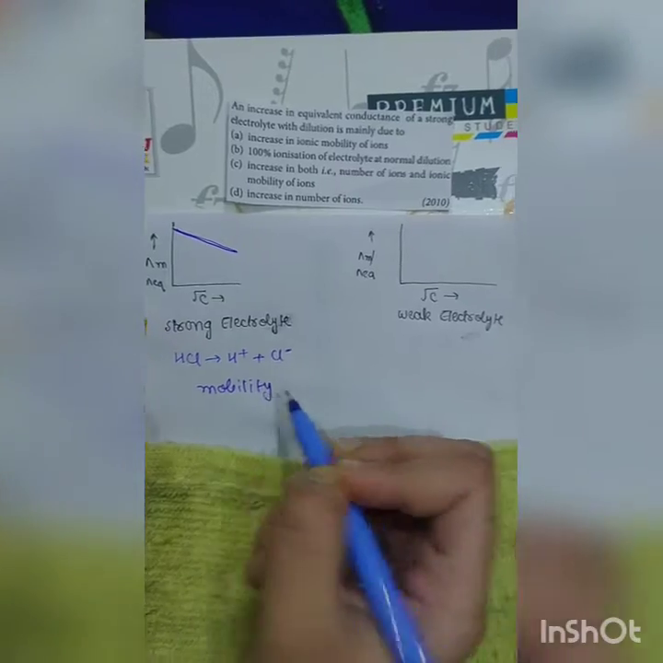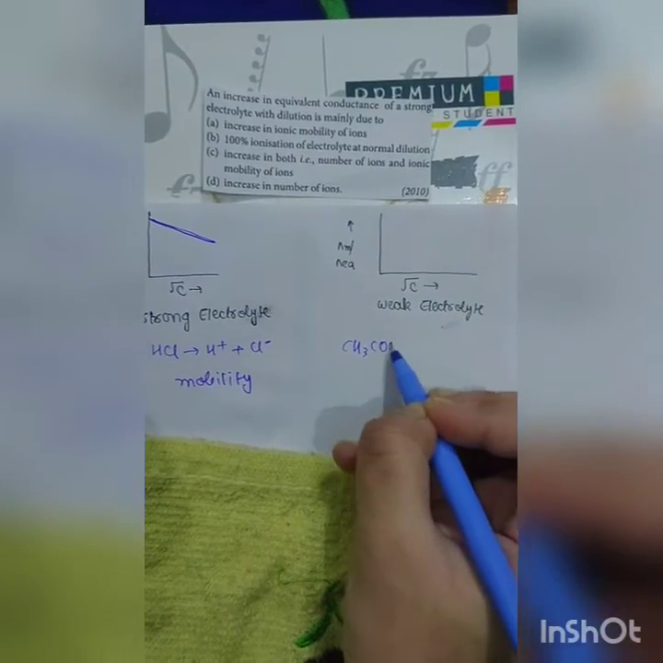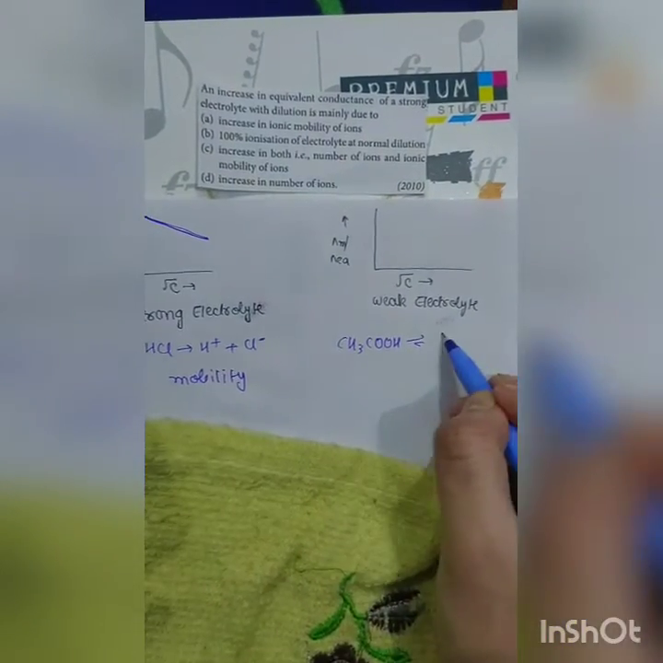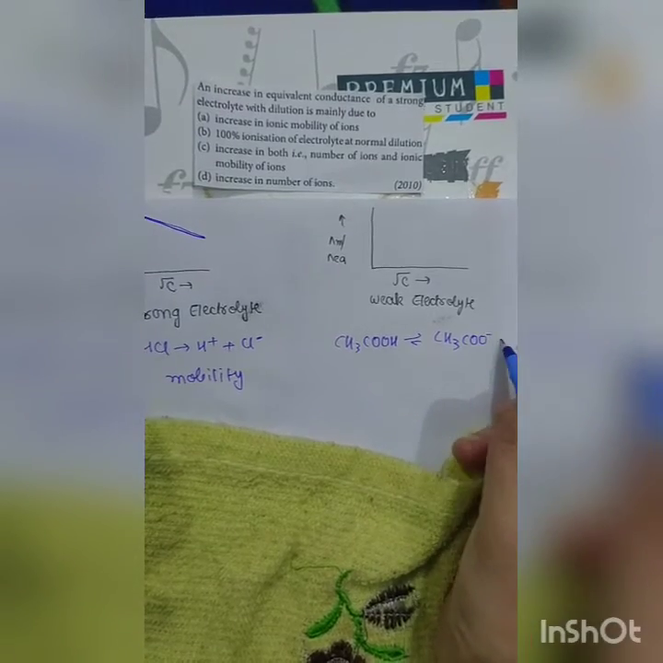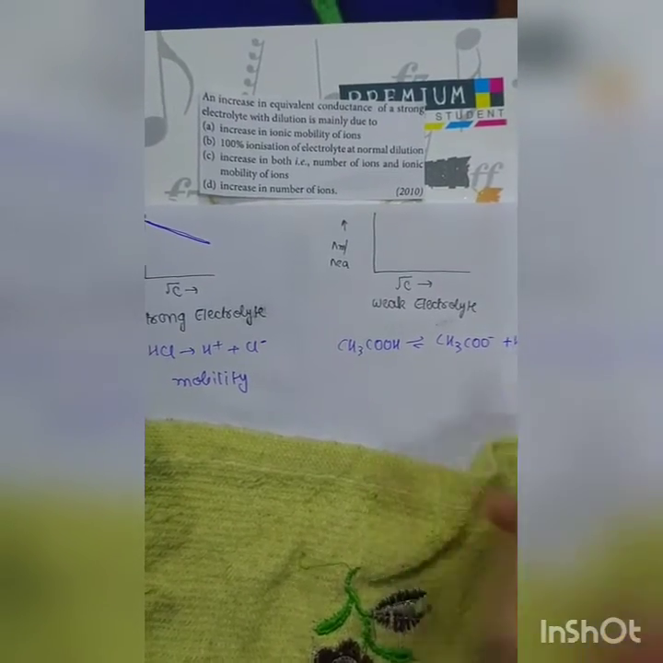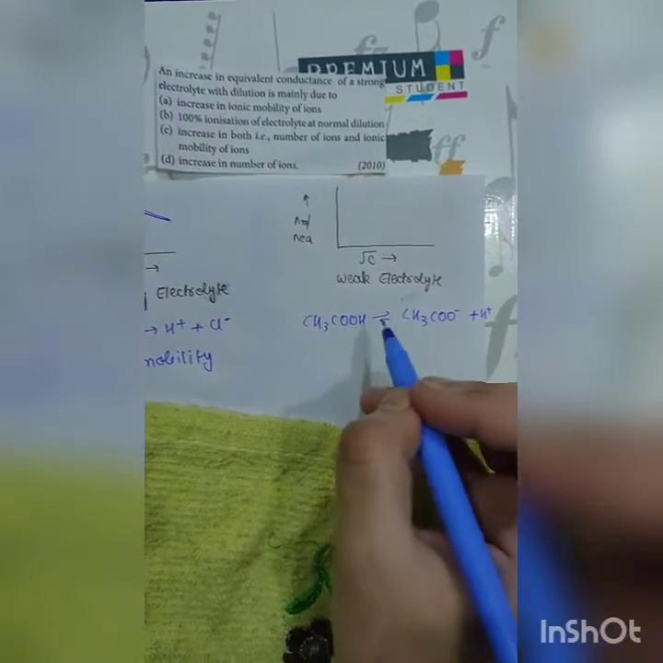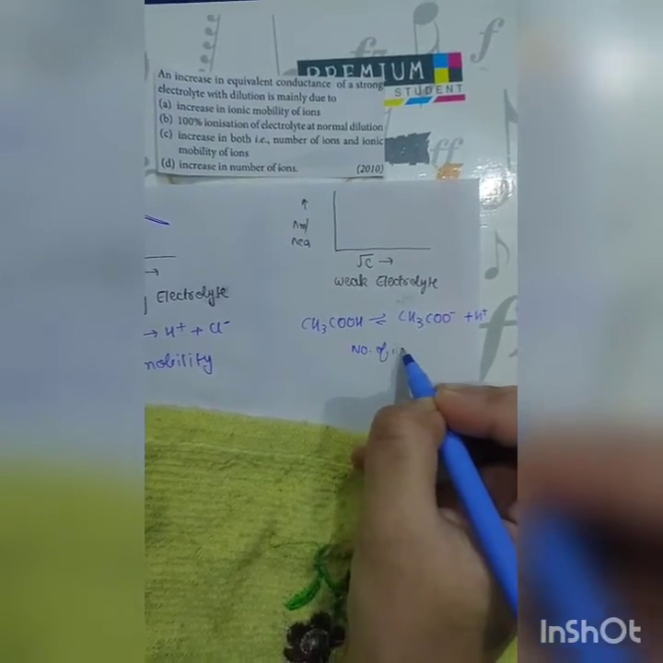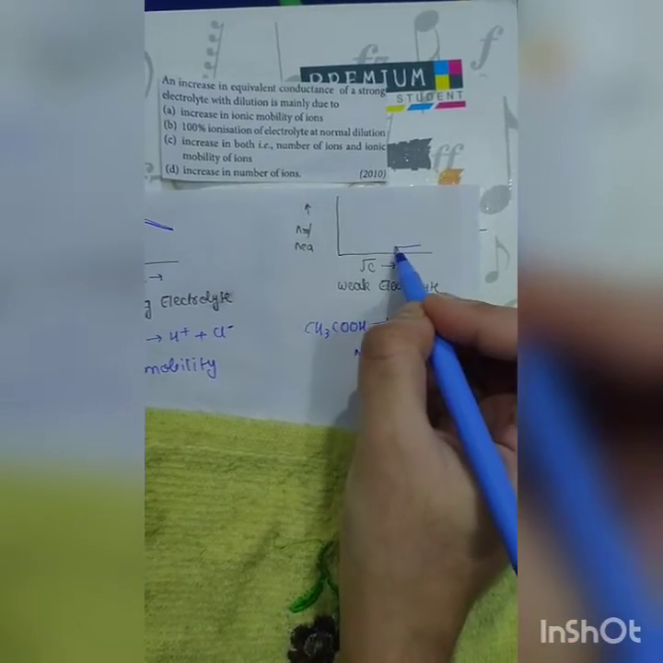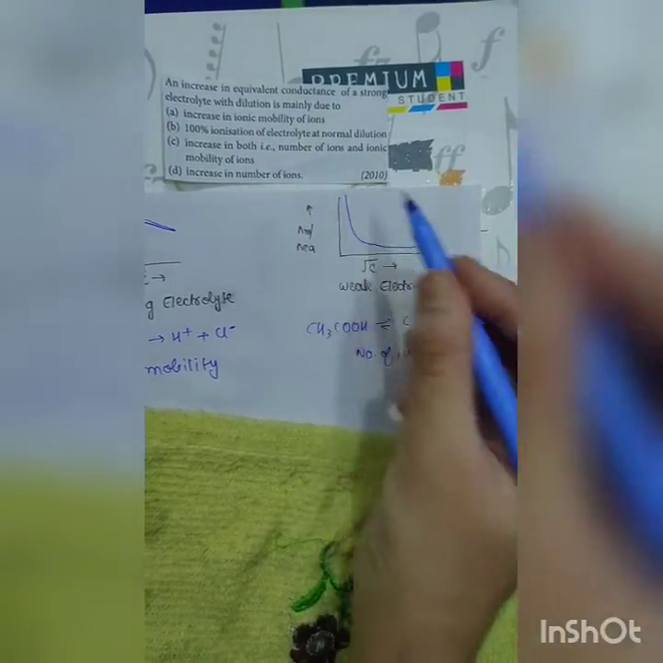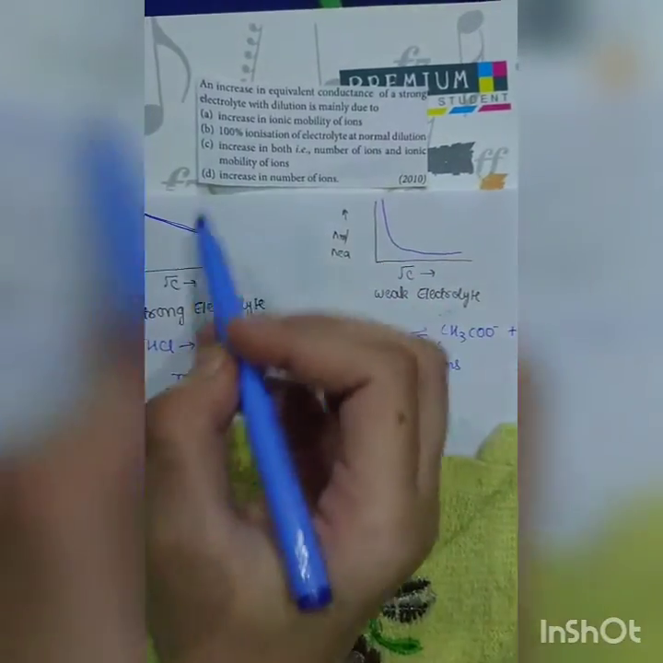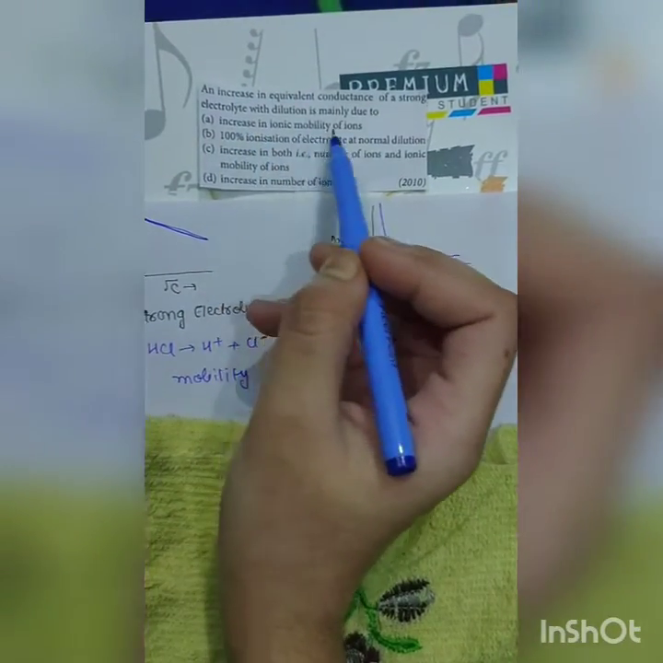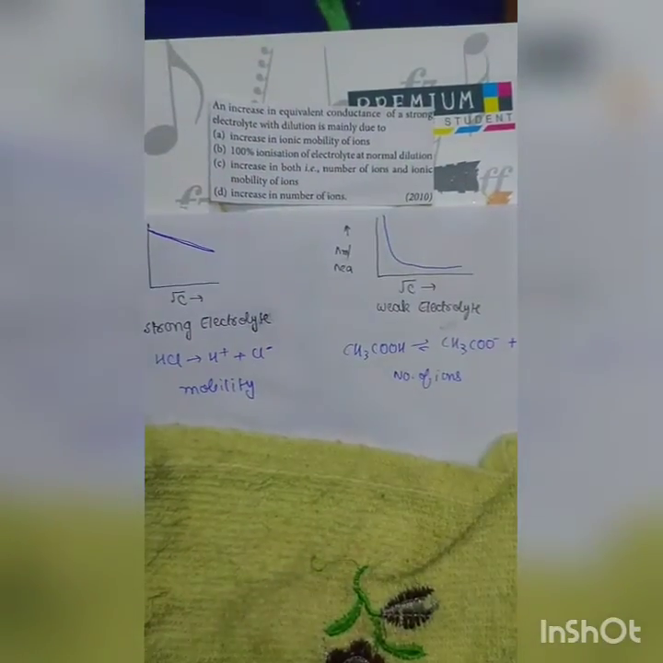Whereas in case of weak electrolyte, they dissociate less than 5%. For example, acetic acid dissociate to give acetate ion and H positive ion. So here what happens? Ions increases. As we are adding more water, more number of ions are produced. So here number of ions increases. So as a result, the increase in equivalent conductance is more. So in case of strong electrolyte, it is due to increase in ionic mobility, which is given in option first.